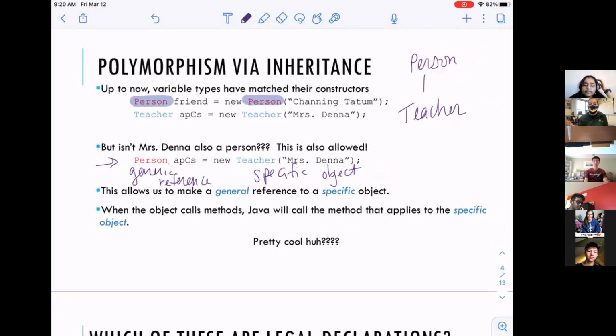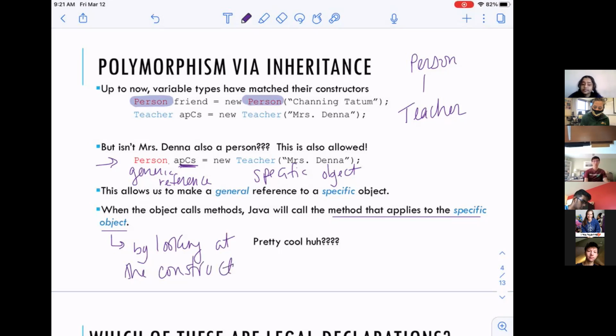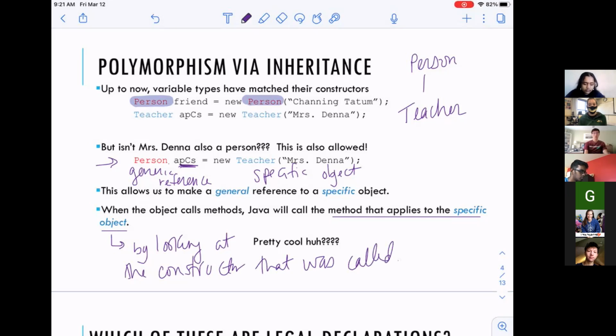And the really cool thing about this is that when Java actually calls the methods for this reference variable, it will call the method that applies to the specific object that was actually built. And the way that we know which specific object was built, we can tell this by looking at the constructor that was called. That's how you know which object was built.